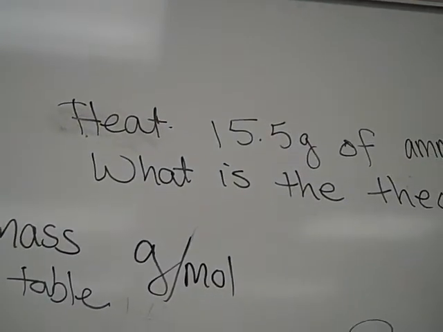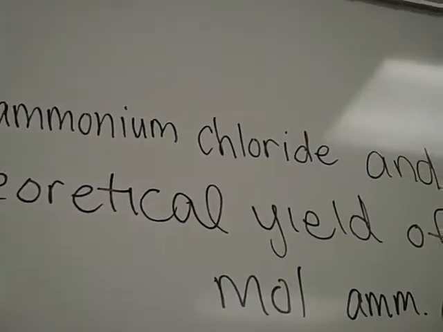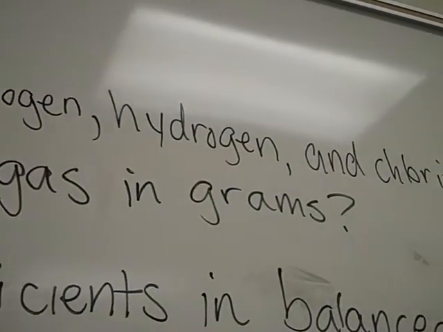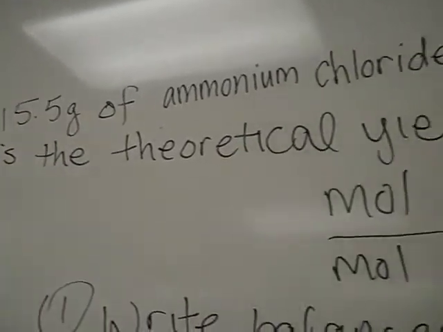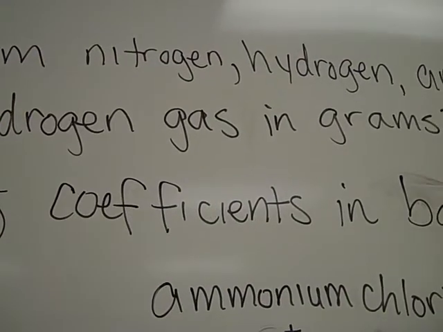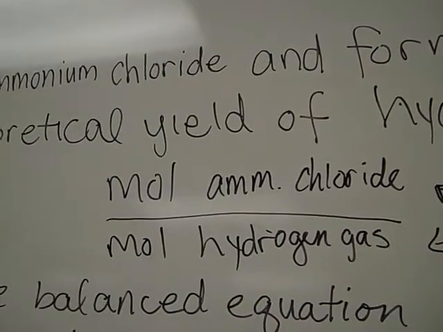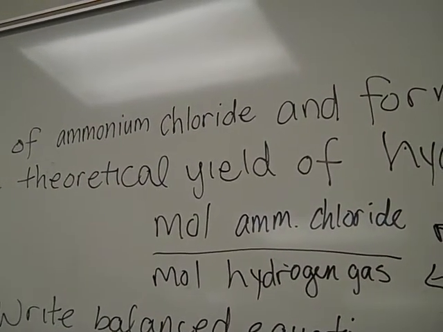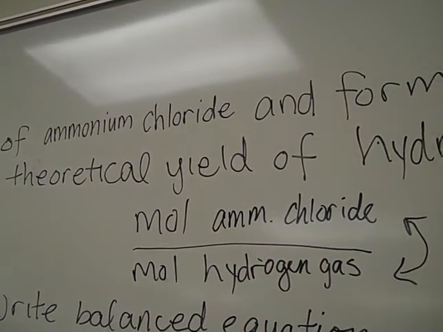We've been asked: if we heat 15.5 grams of ammonium chloride and we form nitrogen, hydrogen, and chlorine gases, what is the theoretical yield of hydrogen gas in grams? To do that, we're going to need two pieces of information. We're going to need to know how many moles of ammonium chloride there are compared to moles of hydrogen gas, because that's the only way we can go from one compound to another.